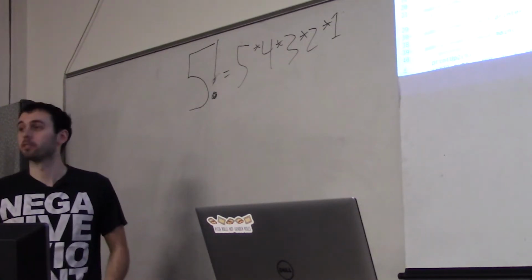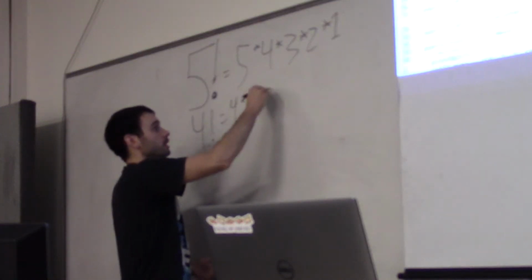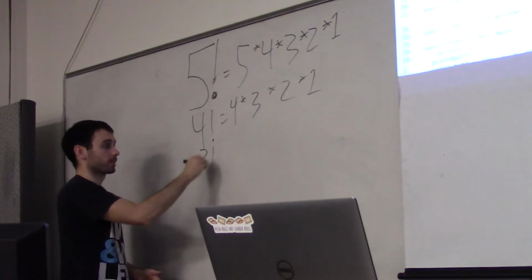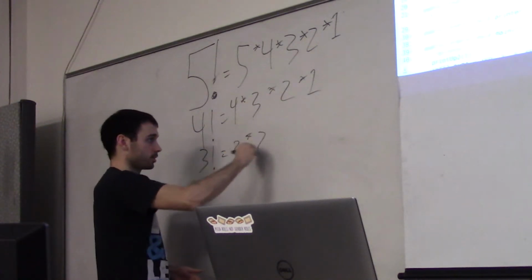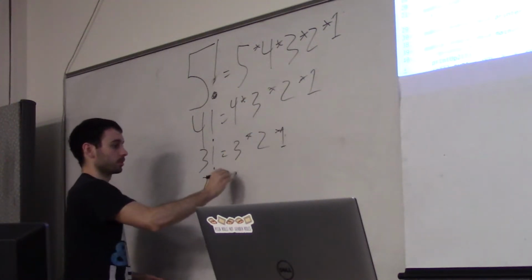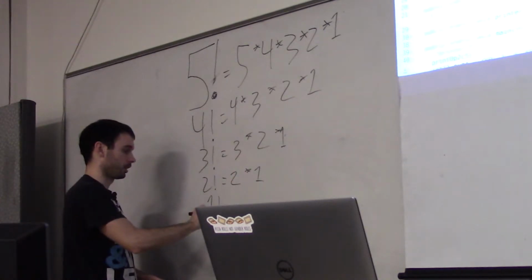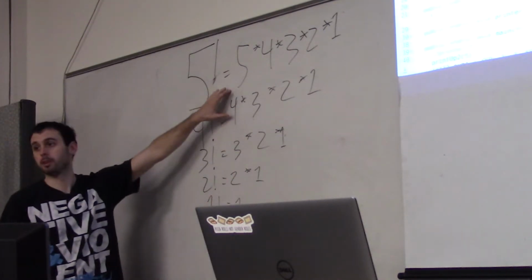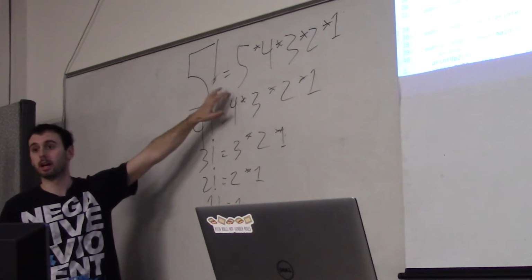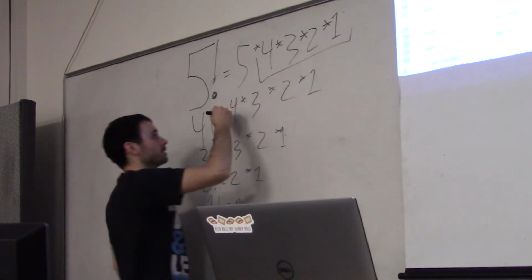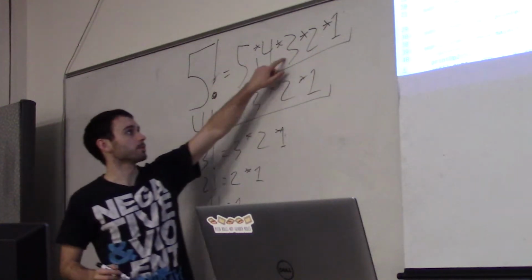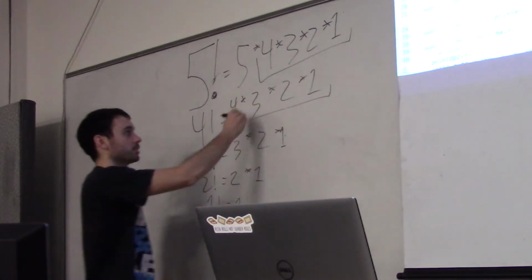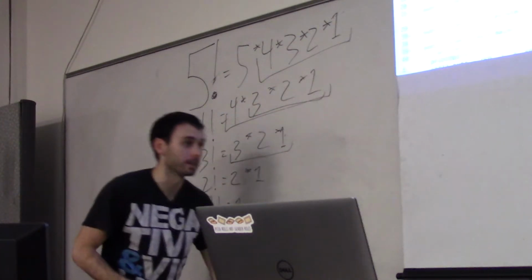And then 4 factorial, if I were to write that out, would be 4 times 3 times 2 times 1. 3 factorial is equal to 3 times 2 times 1. 2 factorial is equal to 2 times 1. 1 factorial is just equal to 1. If you look at what's up here and you look closely, you'll notice that I'm repeating things a lot here. This whole thing here is the same as this whole thing here. 4 times 3 times 2 times 1 is here, and it's also down here. Just like this 3 times 2 times 1 shows up here, and it shows up there as well.